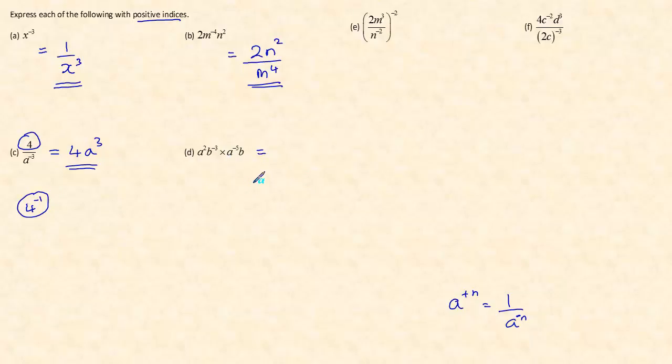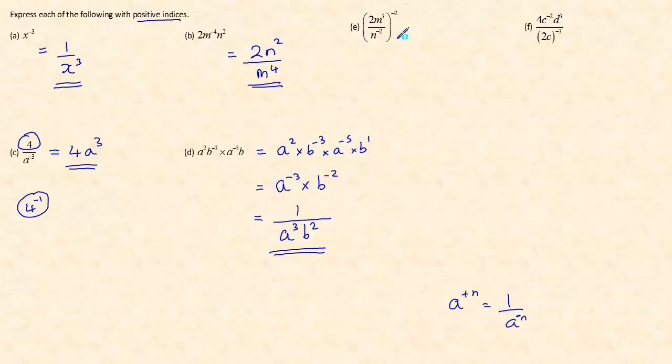Now with this one, let's simplify first. So we've got a squared multiplied by b to the negative 3 multiplied by a to the negative 5 multiplied by b, which remember is b to the 1. Now using the first index law, looking at the a's, add the powers. 2 add negative 5 is negative 3. Do the same with the b's, and that will be b to the negative 2. So that means both of them need to go to the bottom, and we'll have a cubed and b squared on the bottom.